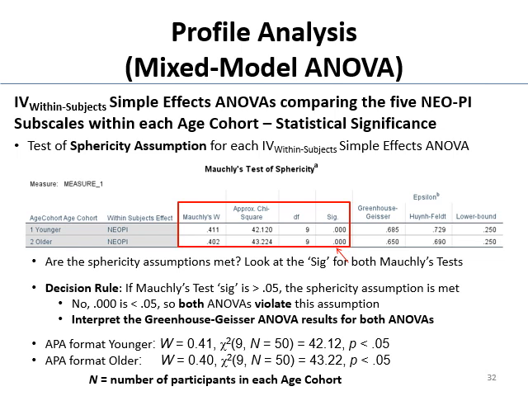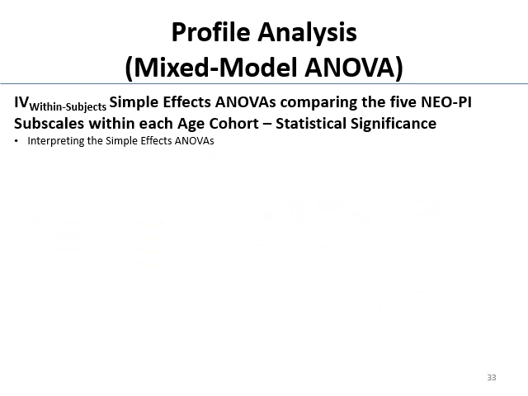So what was it like? I think there's 50 per age cohort. So remember, the N before for the overall analysis was 100. Here it's 50 and 50. So, complicated steps. Let's interpret those simple effects ANOVAs.